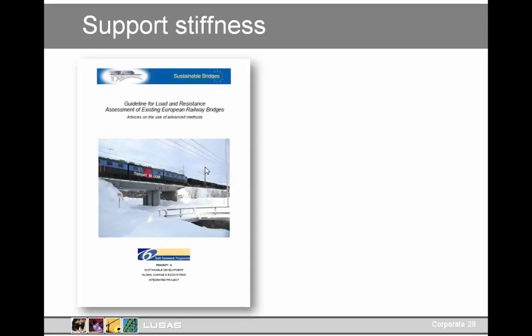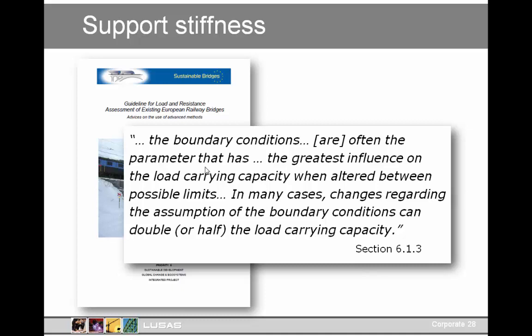And the European Commission guideline for load and resistance of existing European railway bridges says the boundary conditions are often the parameter that has the greatest influence on the load carrying capacity when altered between possible limits. In many cases, changes regarding the assumption of the boundary conditions can double or halve the load carrying capacity. So it is important to model these accurately.